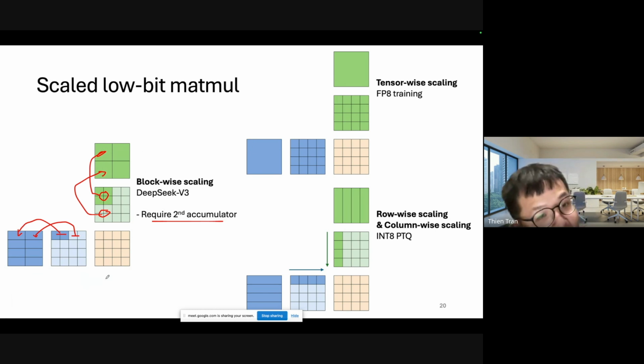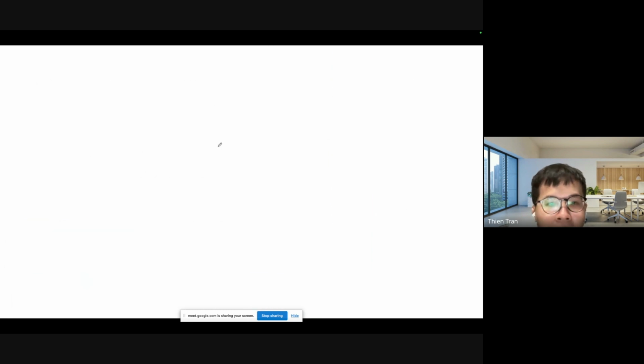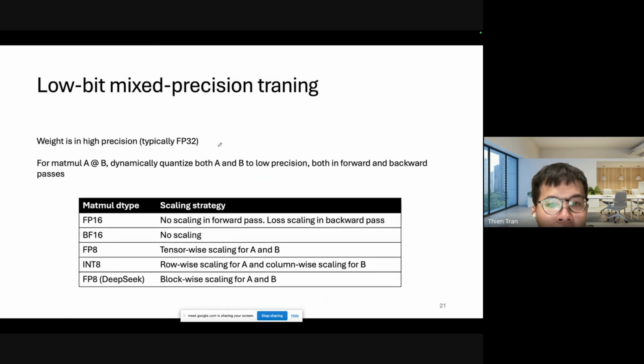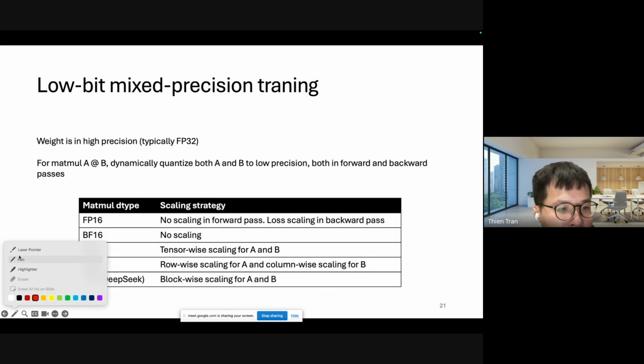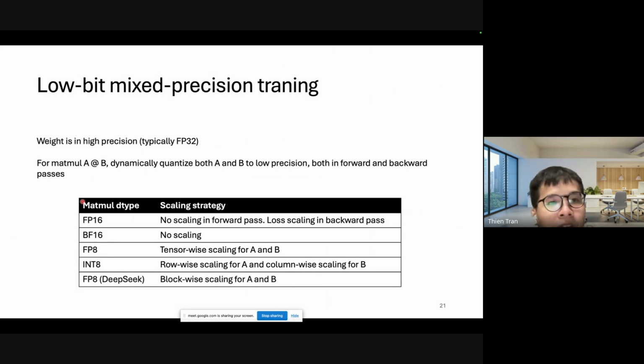Okay, so this covers most of the popular scaled matrix multiplications, the more typical ones. Going back to the higher level view of low-bit precision training: mixed precision means that we have the FP32, and we dynamically quantize A and B to low precision to use the low-bit tensor cores. Now let's take a look at different dtypes and different scaling strategies.